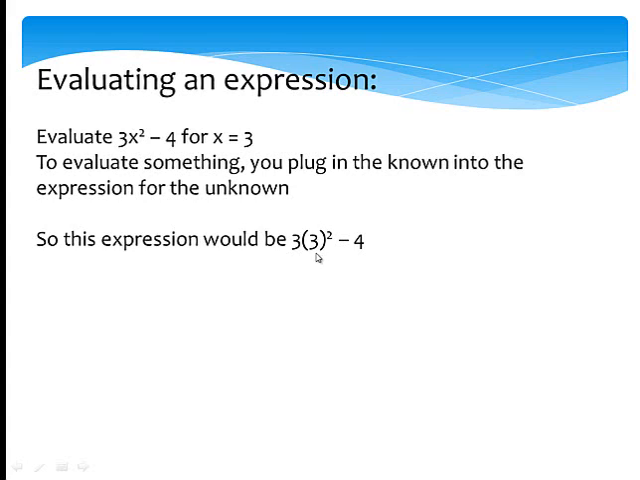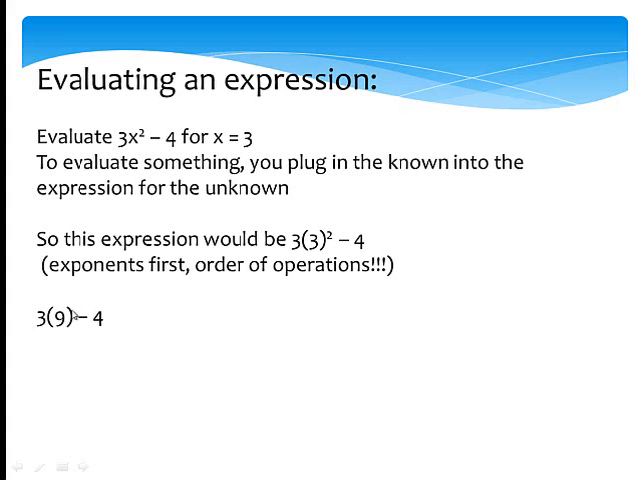But we always do exponents before we multiply. So in this particular problem, you're going to do 3 squared first. So you would have 3 times 3 squared is 9 minus 4. Now I can multiply. 3 times 9 is 27 minus 4. And 27 minus 4 is 23. If you hadn't, you would have gotten 81 minus 4, and that's nowhere close to being 23. So make sure you follow order of operations.